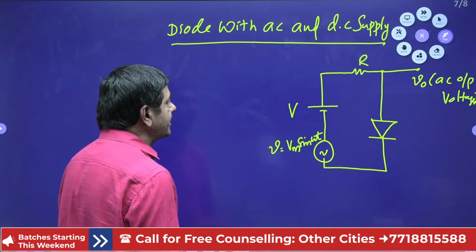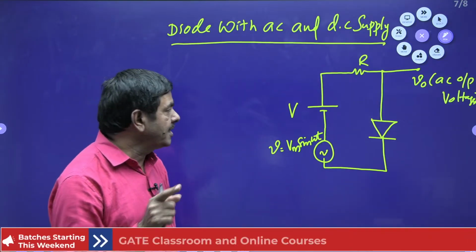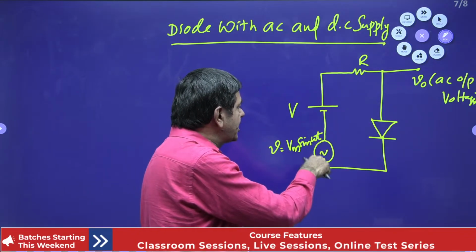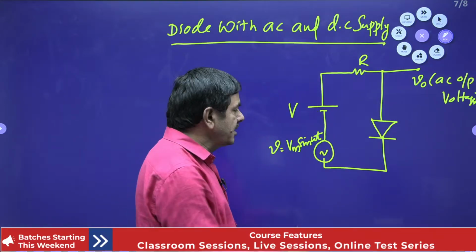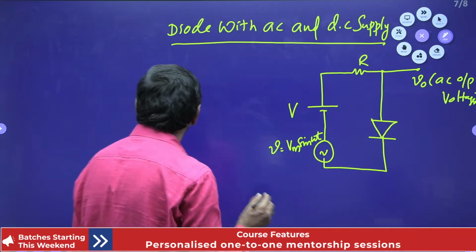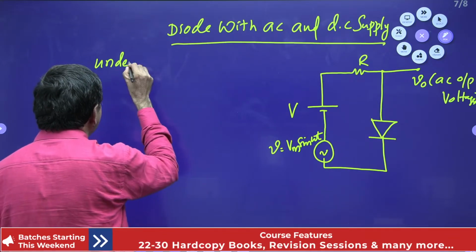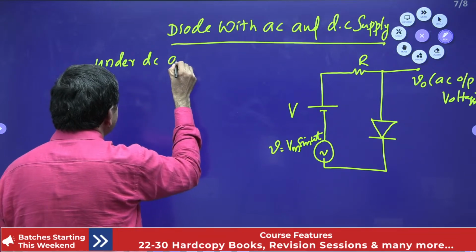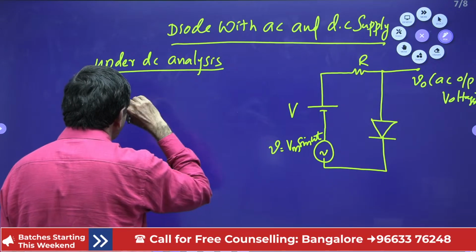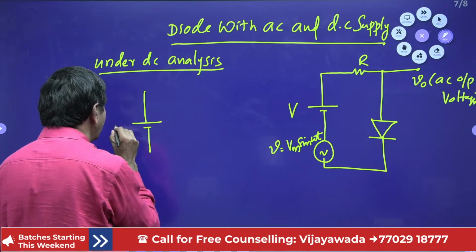In that case, you cannot apply AC and DC to the diode at the same time. Initially, you must consider the DC voltage source. If you consider the DC voltage source, the AC voltage source must be shorted. A voltage source in AC means short. If it is a current source, it must be open circuited. Initially you must find the current under DC analysis. Wherever the AC voltage source is given, you short it. I will connect only the DC voltage V.